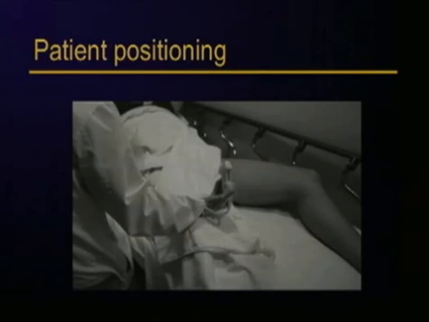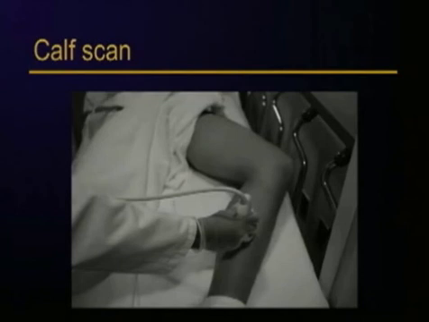Now, it's important to position your patient properly, and there are several ways to do this. The way we prefer is to have the patient lying at an incline to allow pooling of blood to the legs, and have the leg in the frog leg position. This will allow you to do the femoral popliteal venous system and then do the calf scan at the same time.